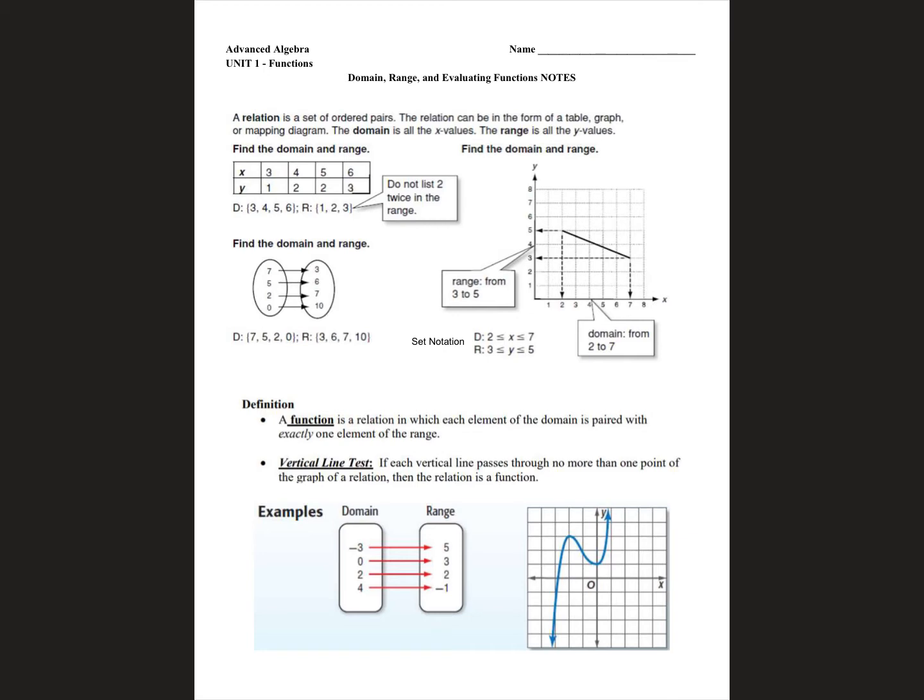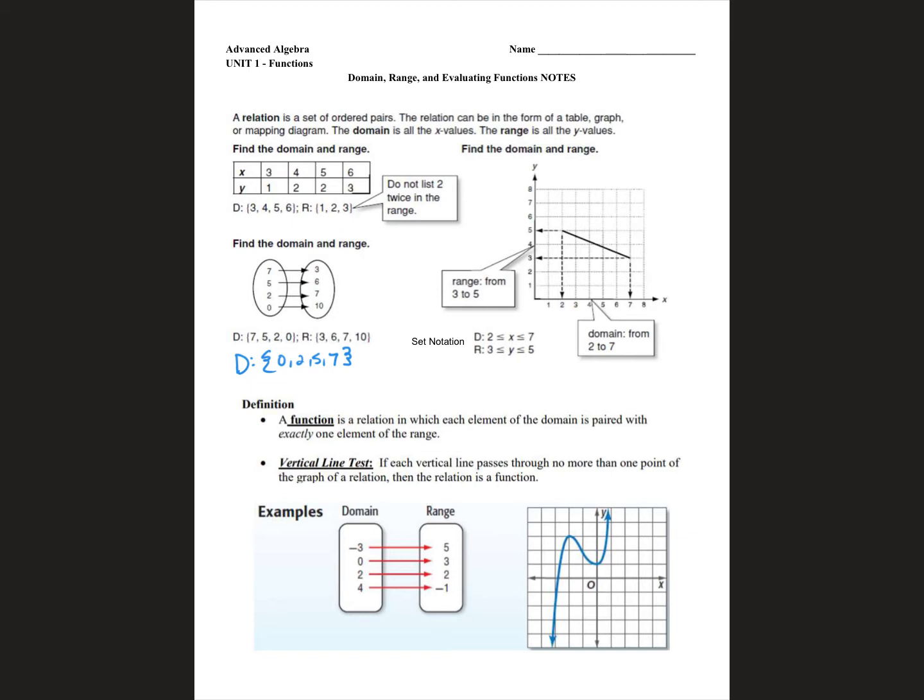On the diagram below, we have a mapping. The left side is your input, that's your x values, and it draws an arrow to the right side, which is going to be your output values, which is going to represent your range. Now, when we list out our domain and range, we typically like to write them in numerical order. So I know that my domain is 7, 5, 2, 0, but let's go ahead and write that starting with 0, 2, 5, 7. All right, now our range in numerical order is 3, 6, 7, 10.